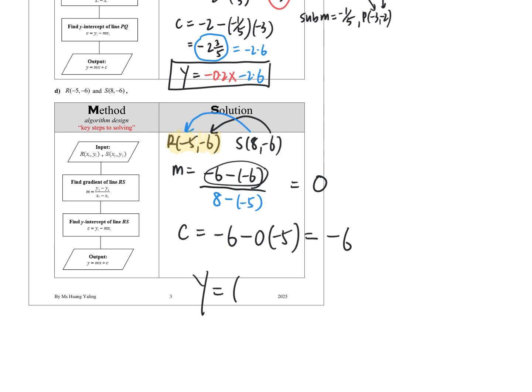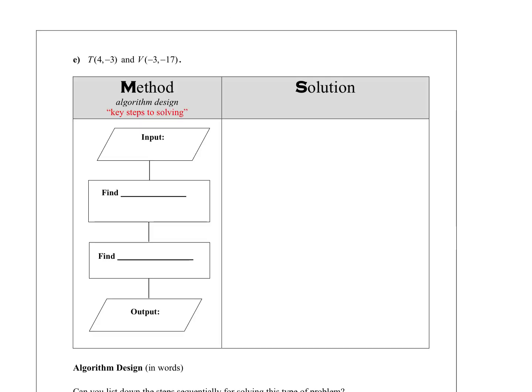So your equation is this. This is your equation. It's a horizontal line. Okay, write it down. These two coordinate. 4 minus 3. Minus 3, negative 17. So these two are the inputs.